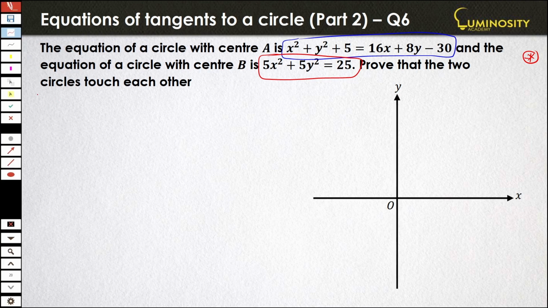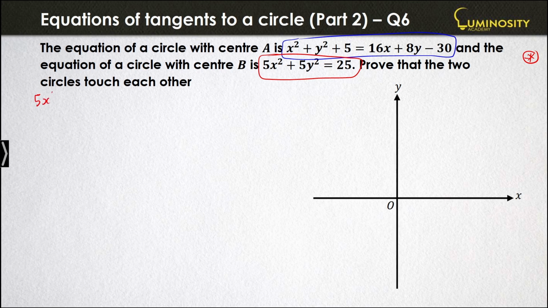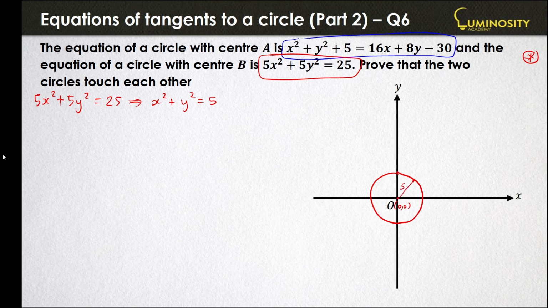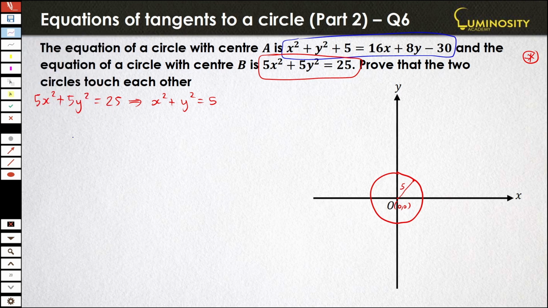So I'm going to work with the easier circle first. 5x squared plus 5y squared equals 25. Now, if I divide both sides by 5, I'm going to get x squared plus y squared equals 5. Now, that is a circle with the center origin and a radius of 5 units. Okay, so that's important.